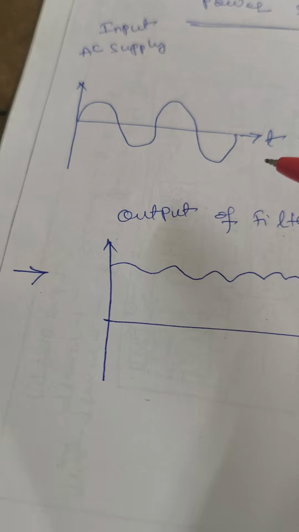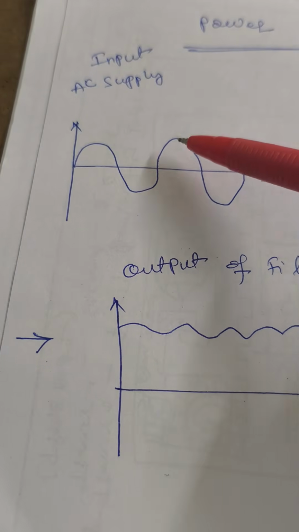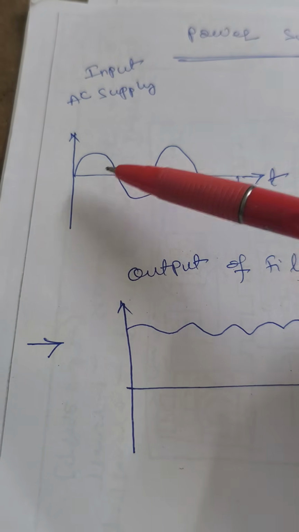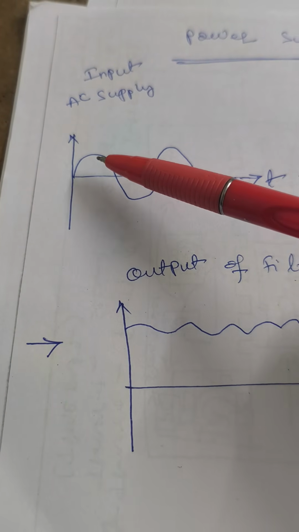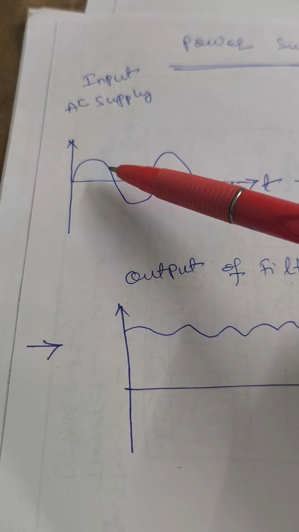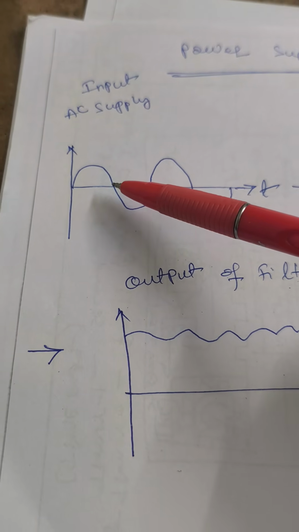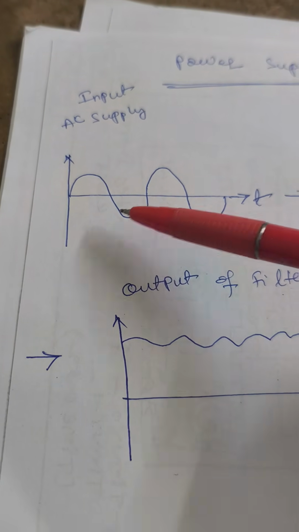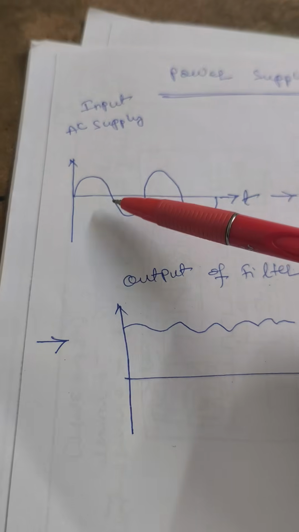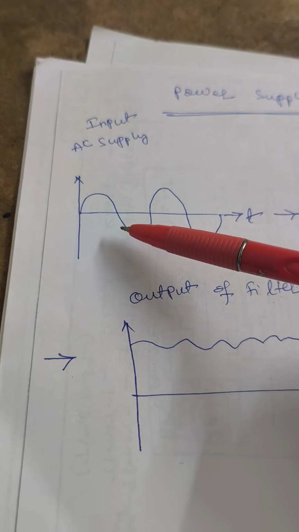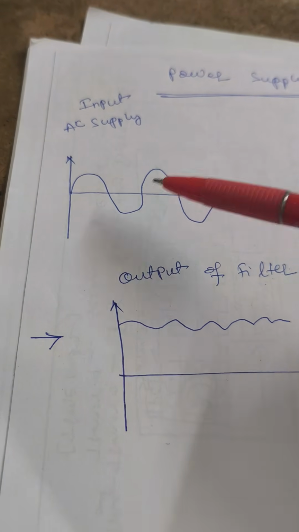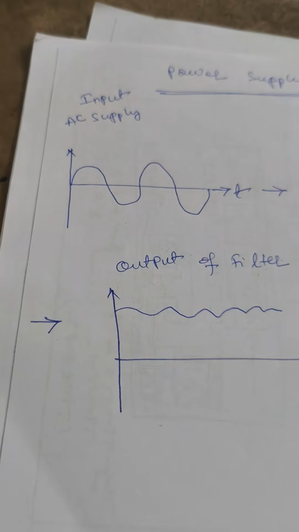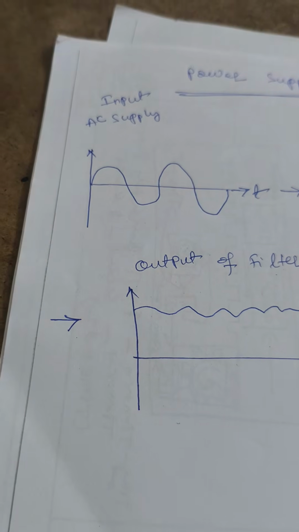Whereas in AC, with respect to time, it is varying every instant. At this instant it is zero. After some time it is increasing. At this instant, voltage is maximum. Once again it is decreasing, and here once again it is zero. Now it is negative, like this, negative maximum. Every instant there is a change in the voltage and the current. Therefore, such supplies are called AC supply. Whatever supply comes to home is in the form of AC.